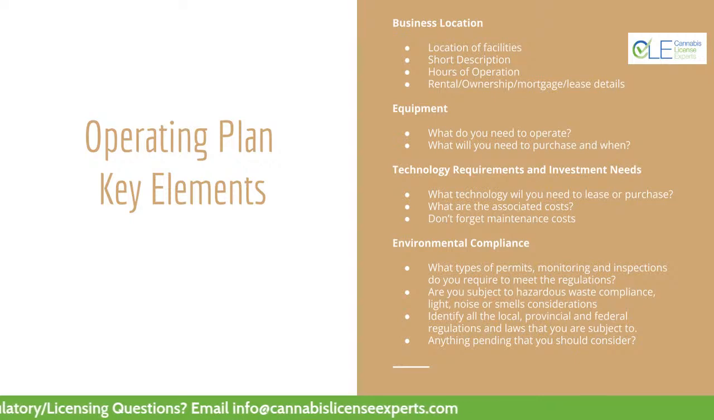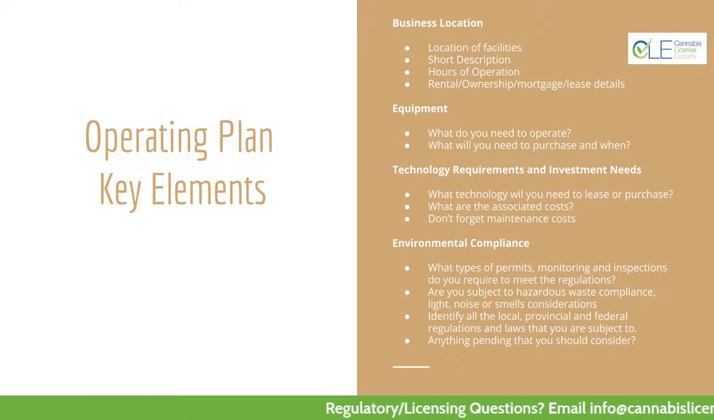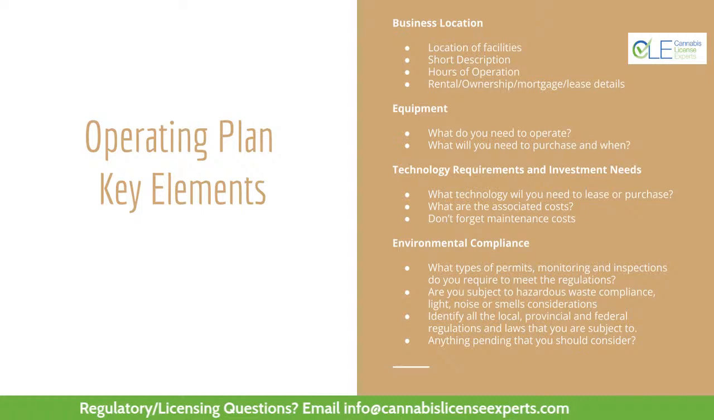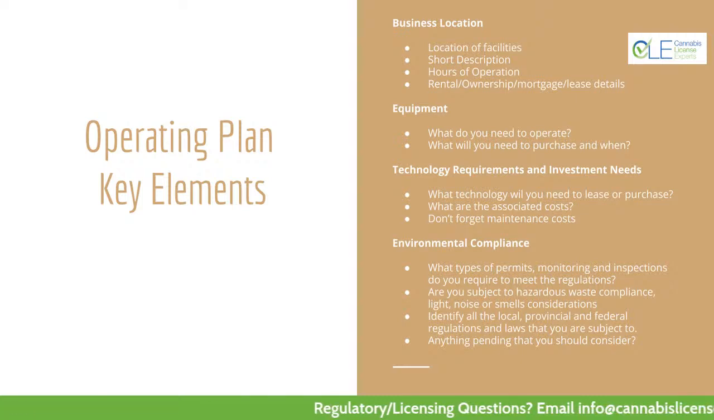Okay, so let's move into an operating plan and what those key elements are. An operating plan is basically that. It's a plan on how you're going to operate your business. Again, you're going to have key information and key factors listed in there: where you're located, a short description of your business, your hours of operation, and you're going to outline rental, ownership, mortgage, or lease details.